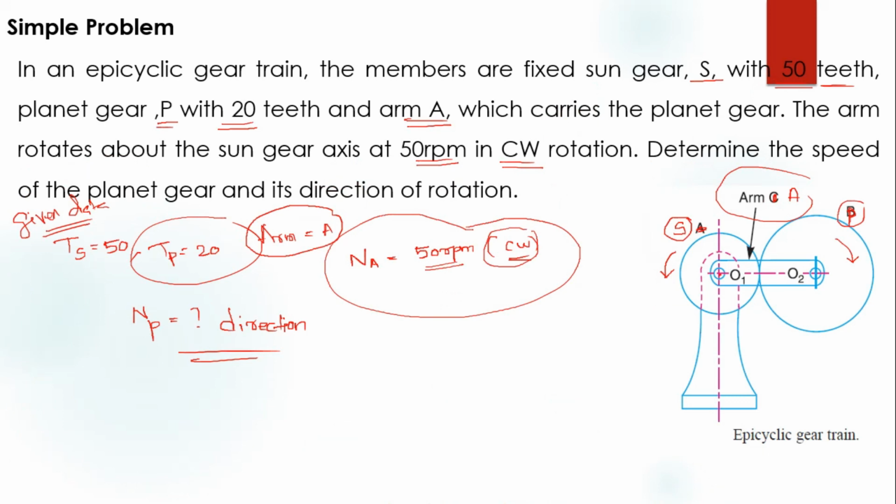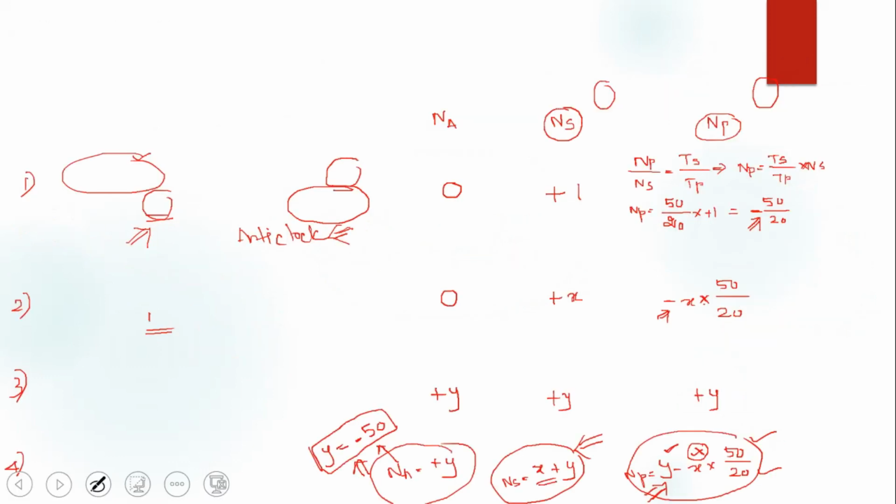Here the members are fixed. Sun gear is fixed here. So NS is equal to 0. Put NS equal to 0, because the sun gear is fixed, right? So x we don't know, plus y, what is the value of y? Minus 50, which is equal to 0. So x is equal to 50 RPM, right? So this is the value of x.